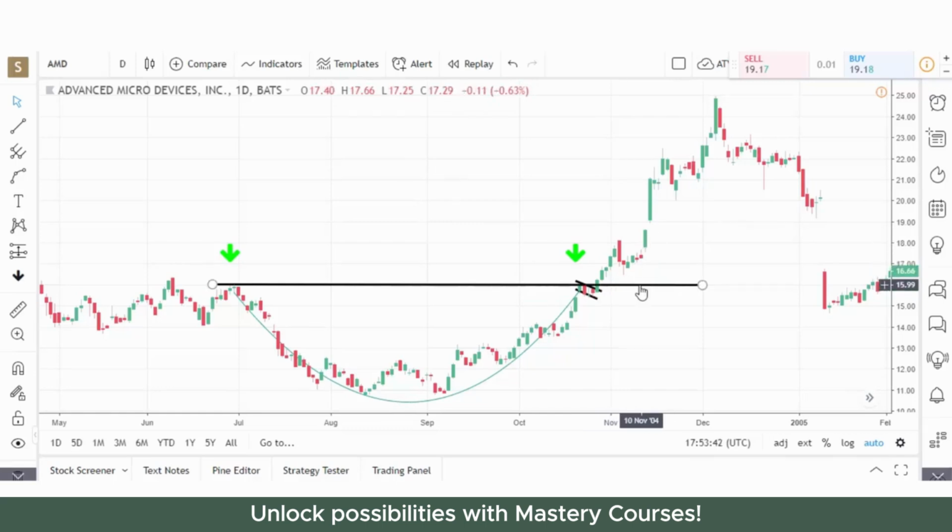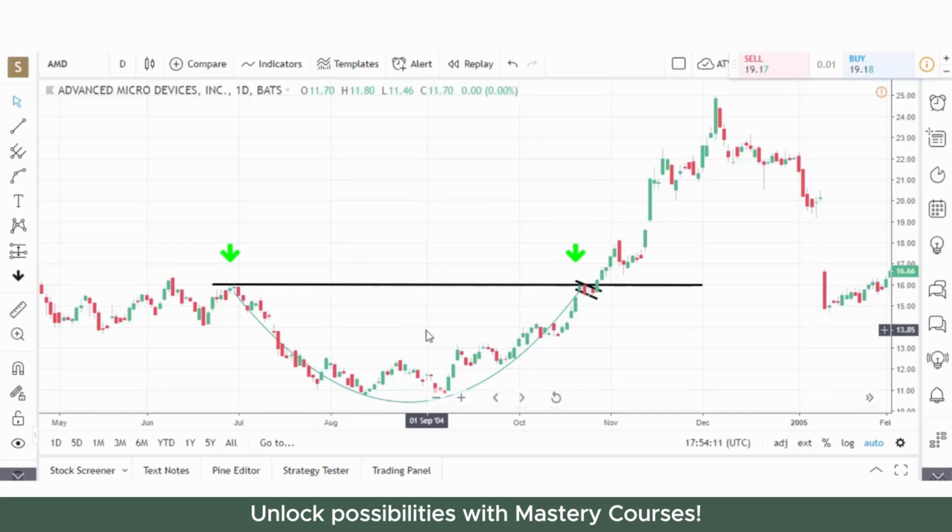So we get a movement from $16 all the way up to around $25 for the high of the stock. If you remember, we talked about earlier that a support or resistance level that has been in place for a longer period of time usually gives you a bigger move than a support or resistance level that has been in place for a short period of time.